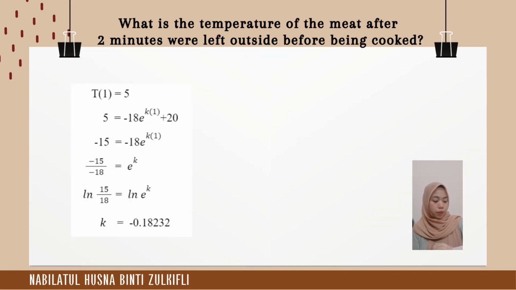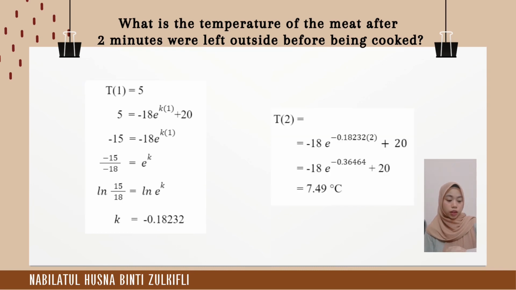The first step is to substitute t with 2, as in 2 minutes, to find the temperature of the meat after 2 minutes. The third step is to substitute t with 1 in the equation, which makes it 5 equal to negative 18e to the power of 1k plus 20, and then solve it to find k. And we got k equal to negative 0.18232.